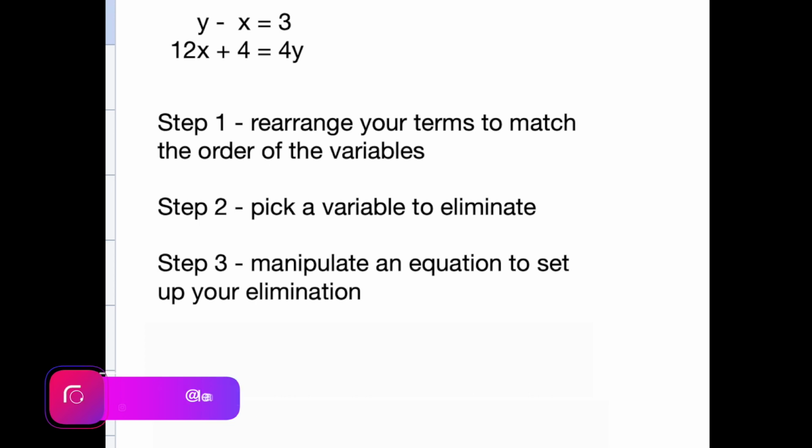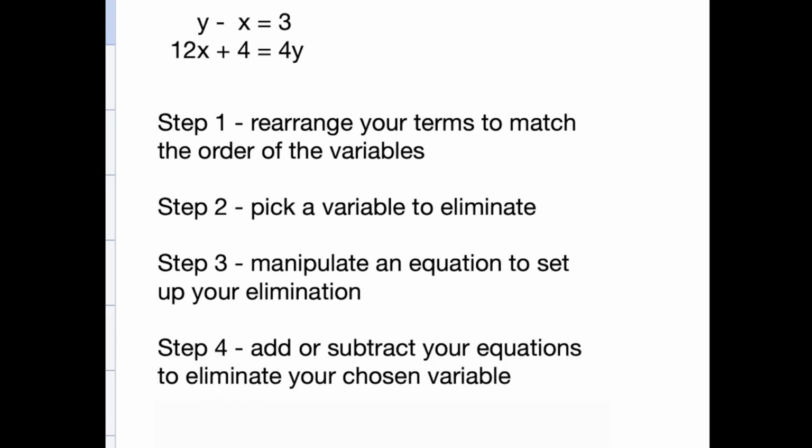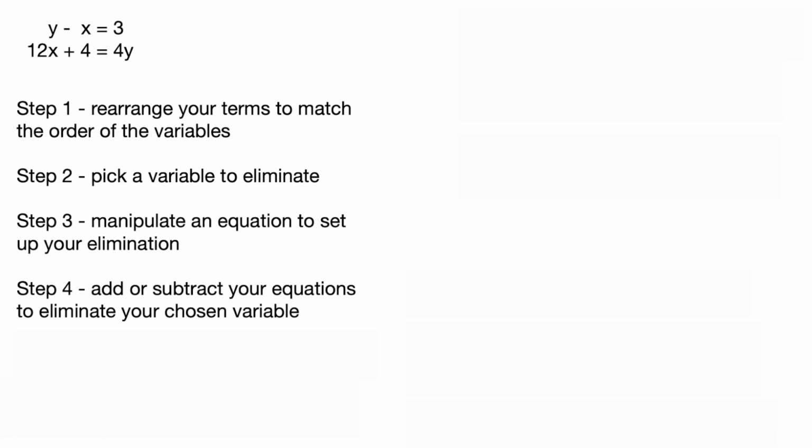And did you manipulate both sides of the equation, right? Whatever you do to one side of the equation, you have to do to the other side. Did you then add or subtract your equations appropriately to eliminate your chosen variables? And then once you did that and you got rid of your chosen variable, did you then solve for the remaining variable? That should give you the first part of the answer.